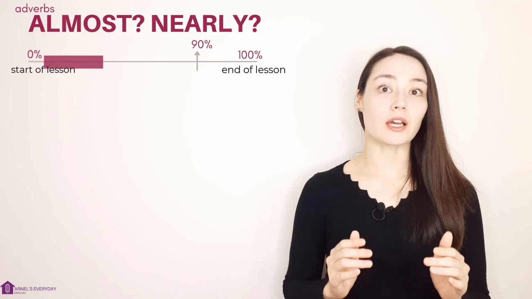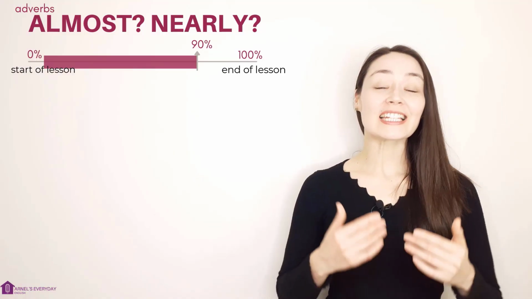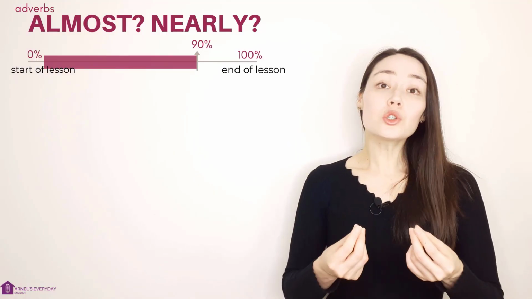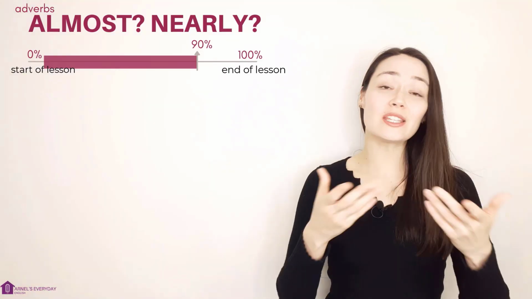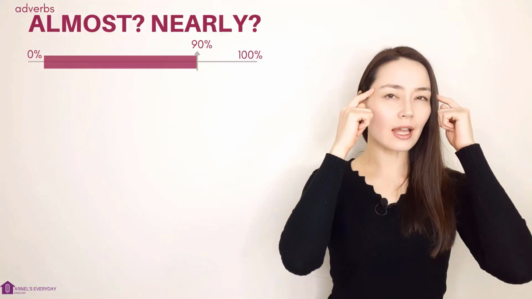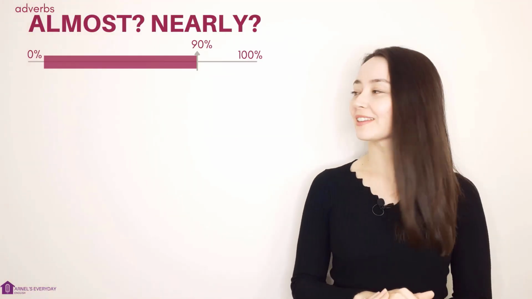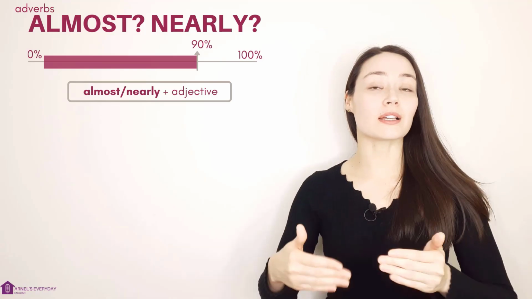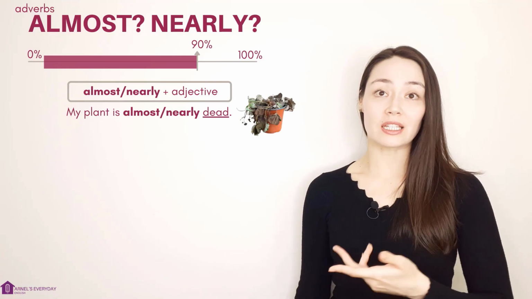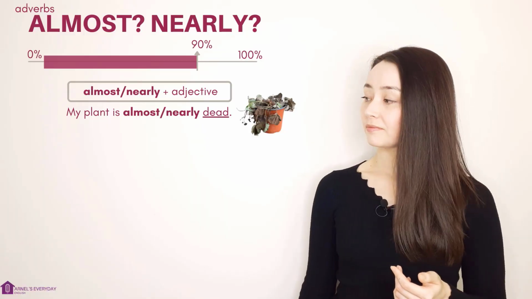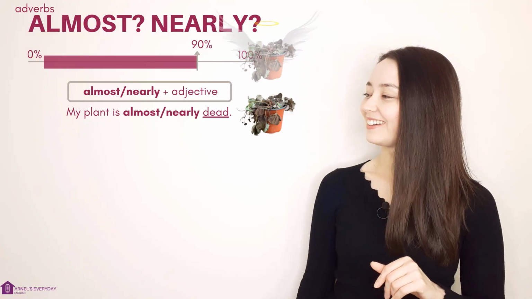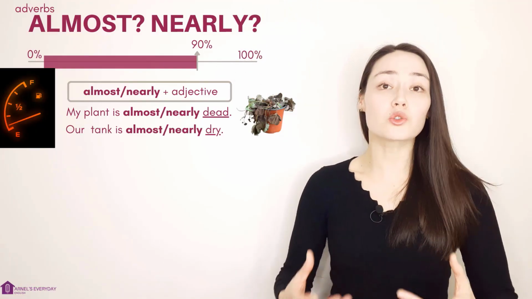We are almost done. We are nearly done. Let's look at those adverbs, almost and nearly. Usually they are interchangeable. You can use them in the same sentences. And keep that 90% in mind. Almost, nearly plus adjective. My plant is almost dead. Actually, I think it's completely dead. Our tank is almost dry.